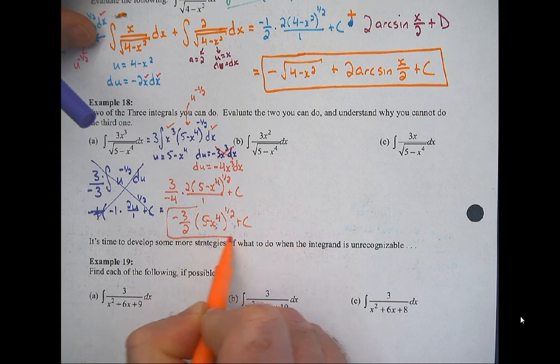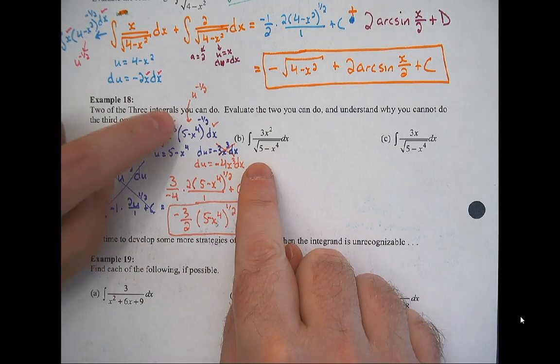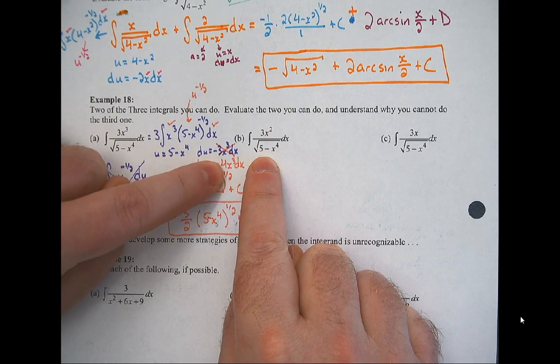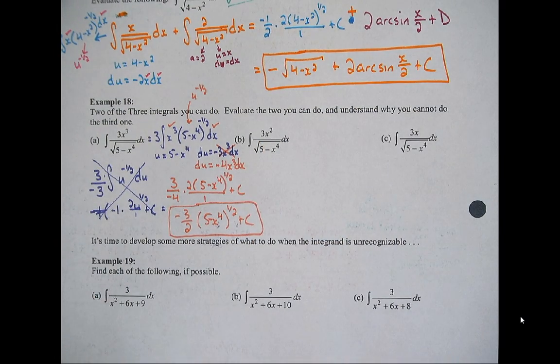Boy, not my most impressive work so far. All right, let's try the next one. So that's my inside function again. And so when I do du, I know I'm going to have an x cubed, and I don't have an x cubed. So this can't be a u du.